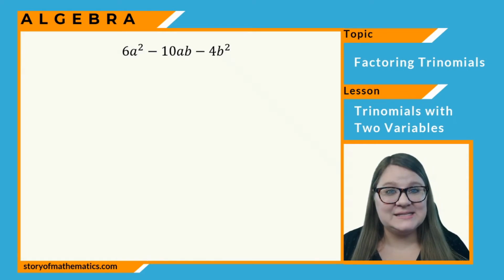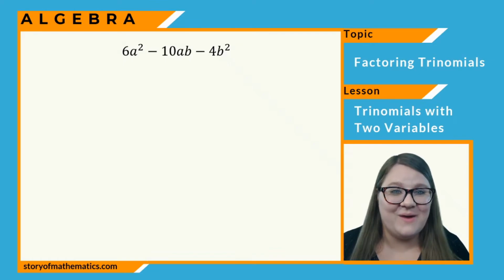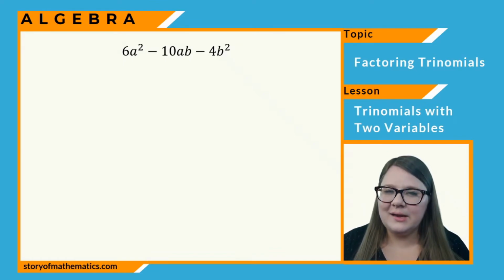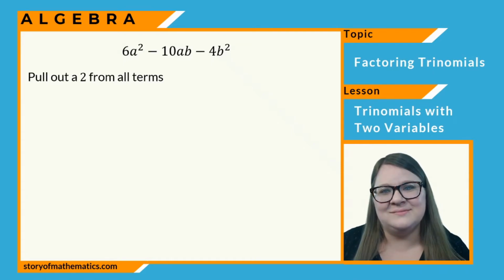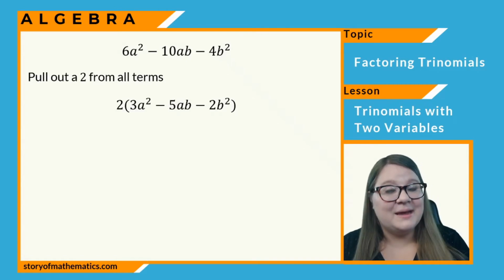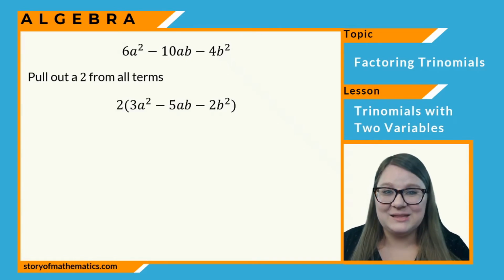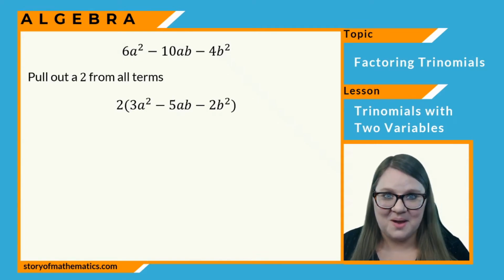If I have 6a squared minus 10ab minus 4b squared, let's see, are there any greatest common factors in this case? Yes, there are. There is the greatest common factor of 2. So we're going to pull that out of all of our terms. When we do that, we're left with 3a squared minus 5ab minus 2b squared inside the parentheses. All right, notice that the 2 on the outside of the parentheses will be carried down for the rest of the problem.